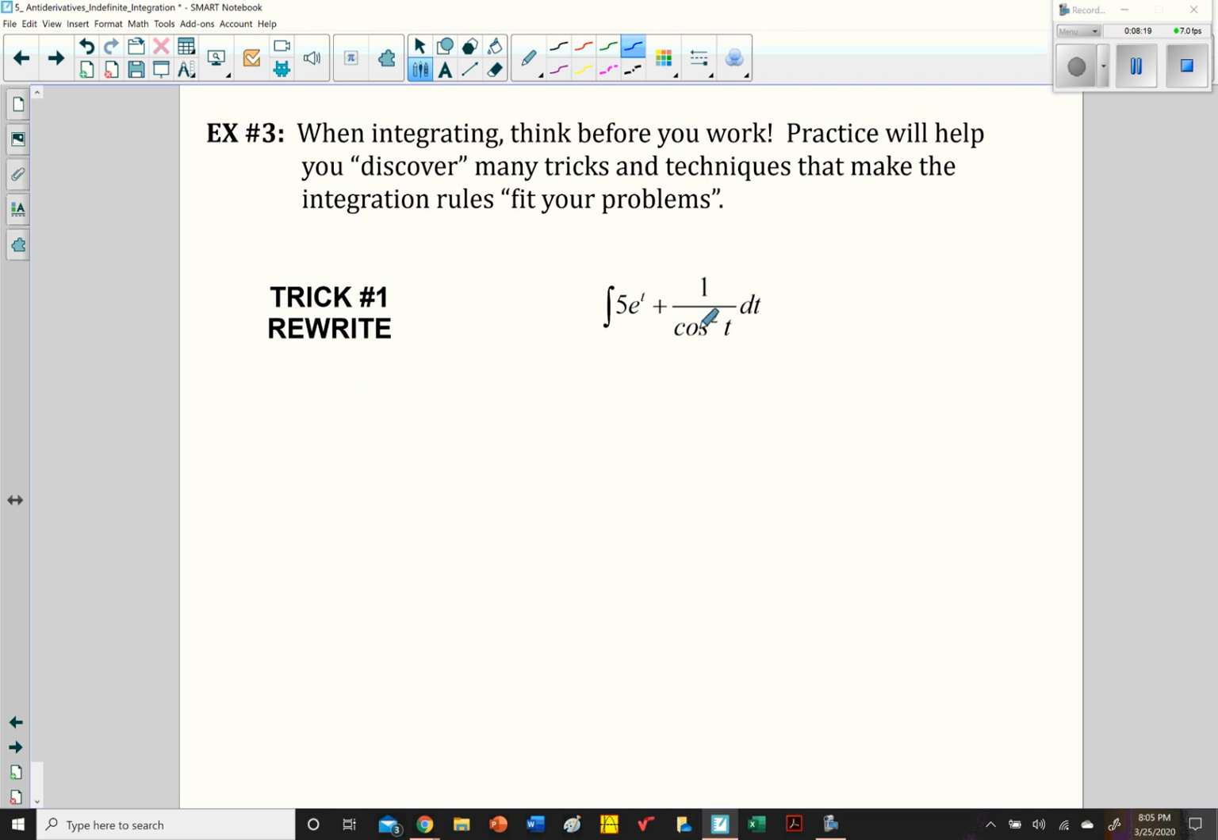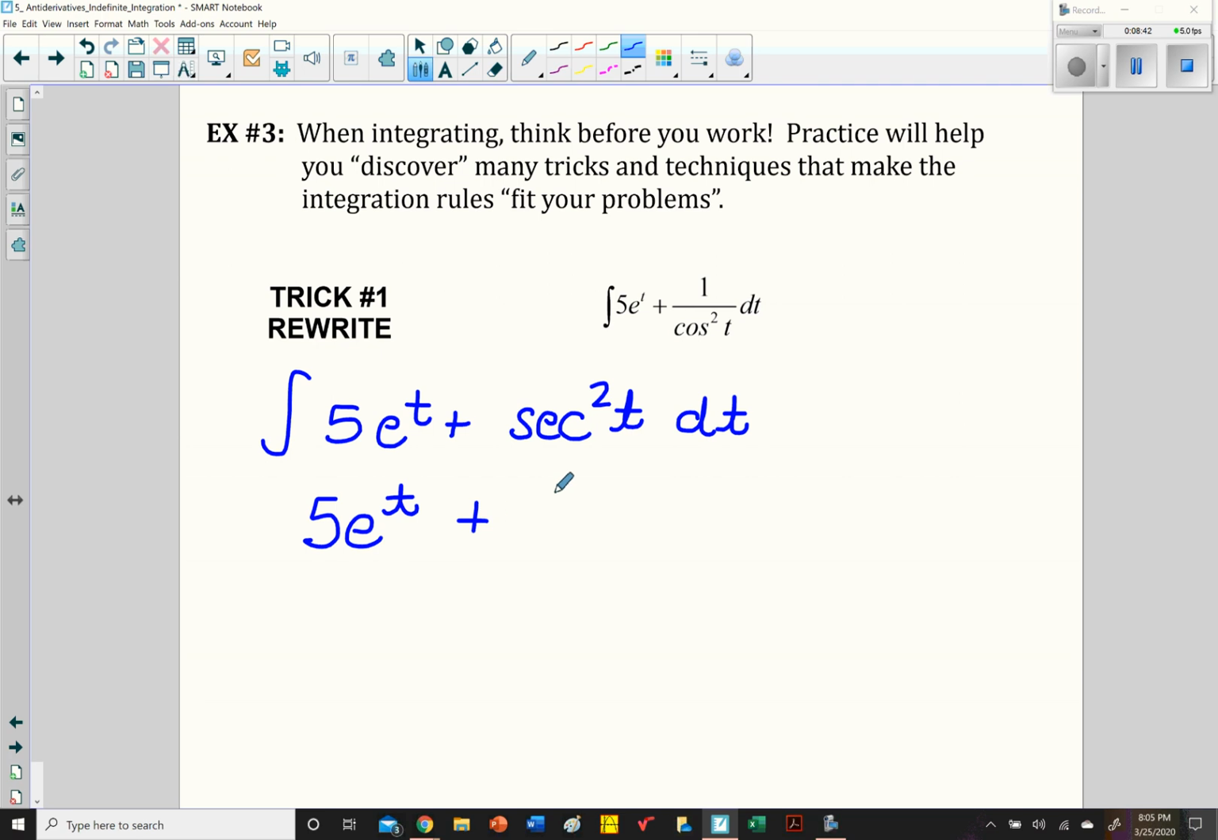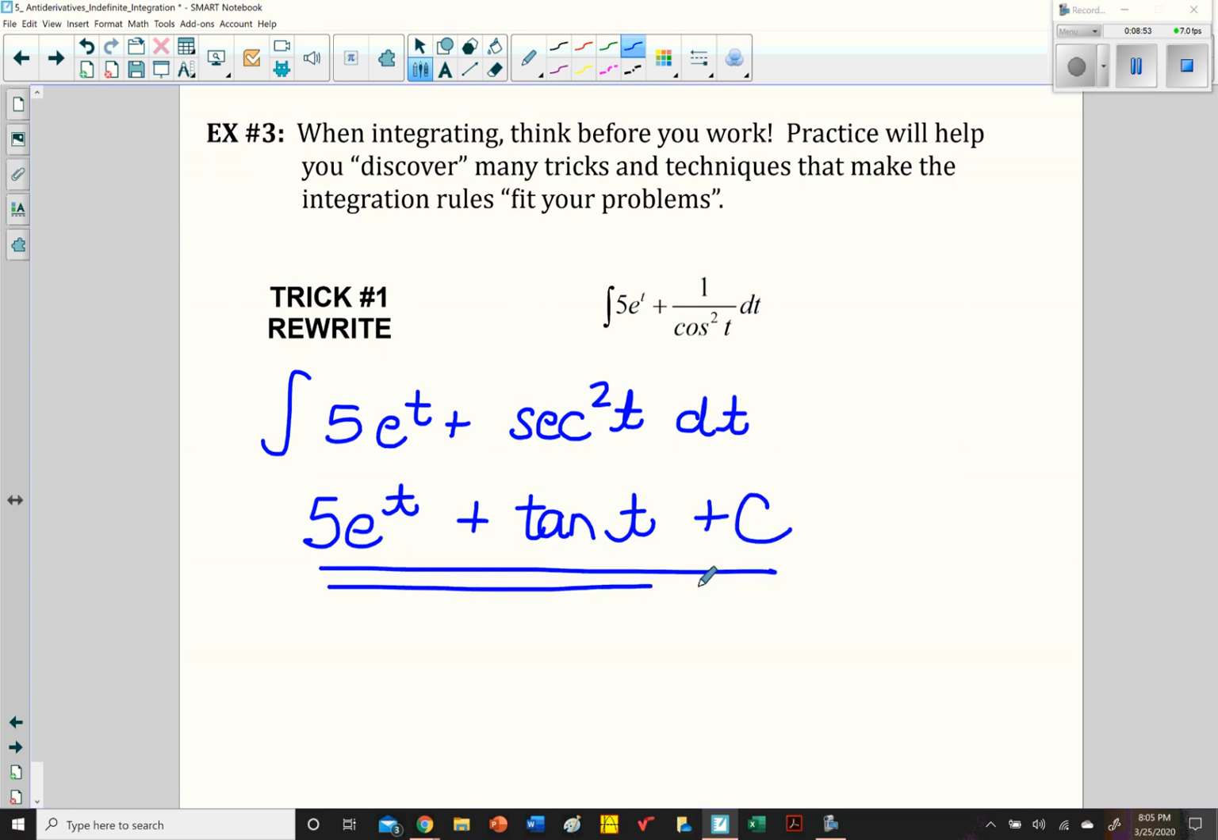If you have 1 over cosine squared, we could rewrite that as 5e to the t times 1 over cosine squared, and 1 over cosine squared is secant squared. Knowing that, we can easily find the antiderivative. So 5e to the t is just 5e to the t, and the antiderivative for secant squared is tangent, because the derivative of tangent is secant squared, plus a constant. So rewriting a term like 1 over cosine squared can help us out.